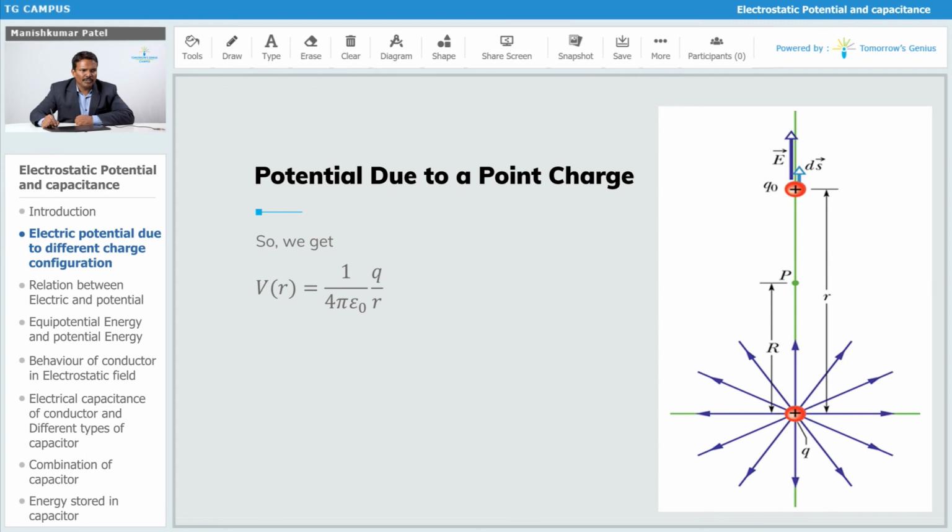The same thing you can see from this diagram also. This Q is there, which is going to produce the electric field around it, and you have to move a certain charge from infinity to this location, that is at a distance R. So definitely you have to do some work against the field produced by this source charge, and that work done will be saved in the form of potential, and this potential is given by Q upon 4 pi epsilon naught R.